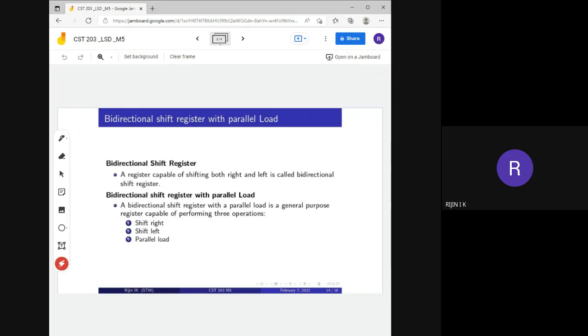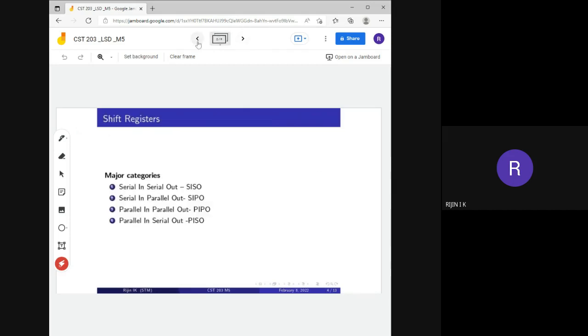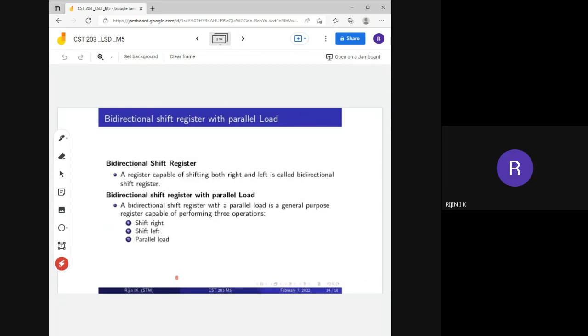We studied what a shift register is and the major categories of shift register: serial in serial out, serial in parallel out, parallel in parallel out, parallel in serial out. Next, we can discuss the bidirectional shift register. It is an important topic: bidirectional shift register with the parallel load.